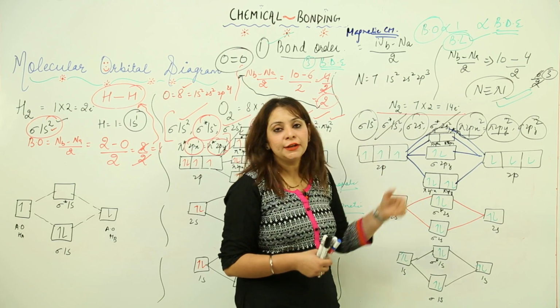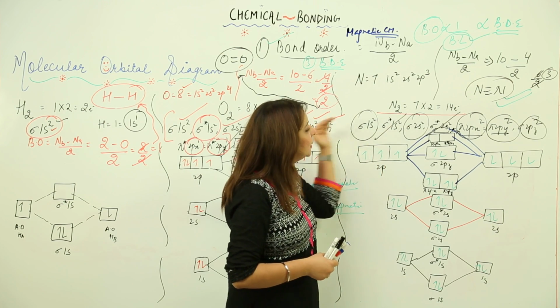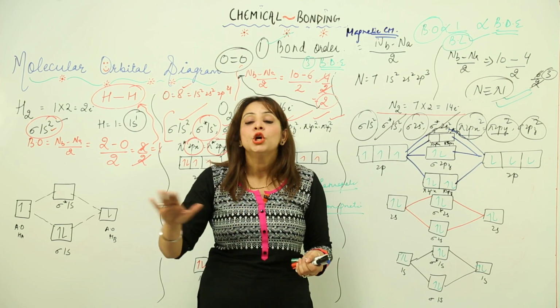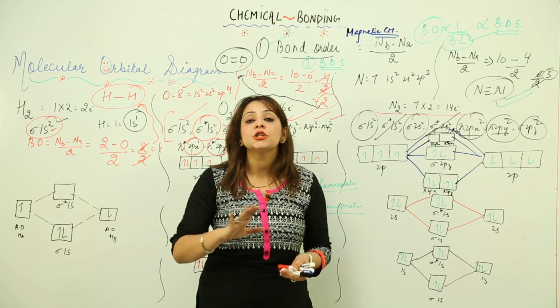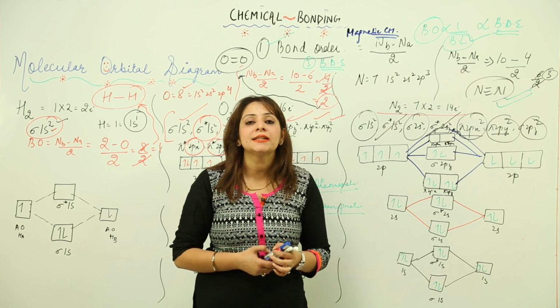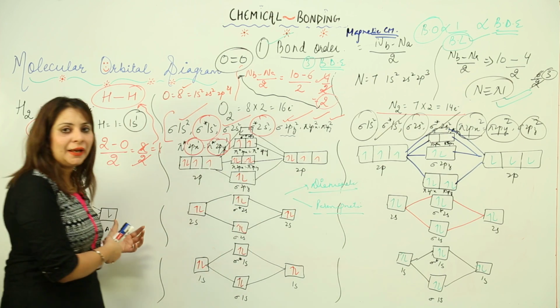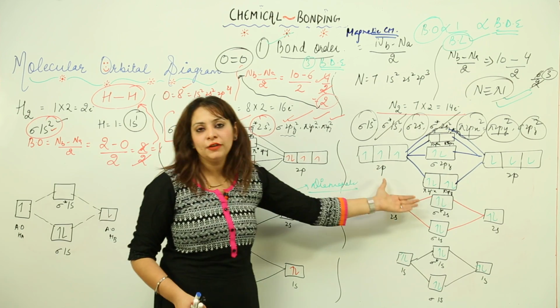Likewise, if you see nitrogen, as you can see, all the shells are completely filled. They have 2 electrons each, no unpaired electron. And when there is no unpaired electron, we know that the molecule is diamagnetic. It will be repelled as the hydrogen was repelled in a magnetic field. Similarly, it will be repelled.